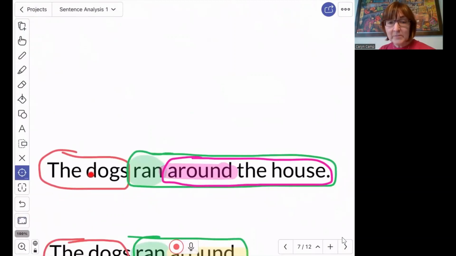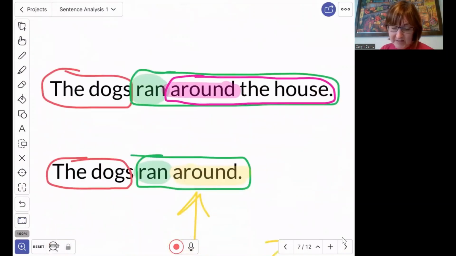Subject is the dogs. Ran around the house is the predicate. Ran is the verb. If our question is, where did the dogs run? We would say around the house. That's a prepositional phrase, and around is a preposition. House is the object of that prepositional phrase. It's a noun. But we could also just have a sentence that says, the dogs ran around.